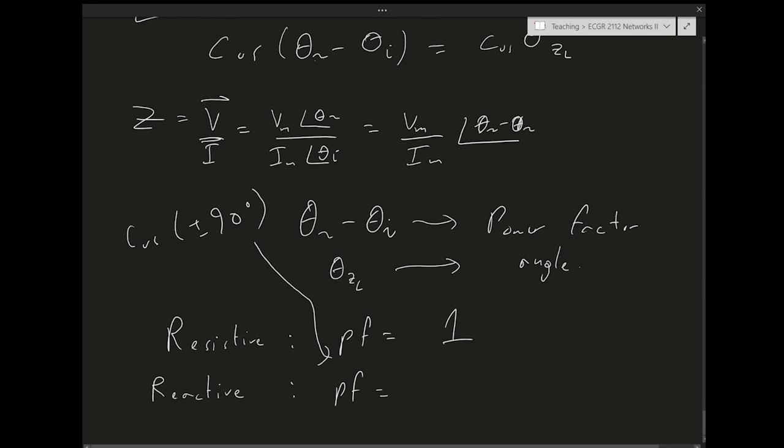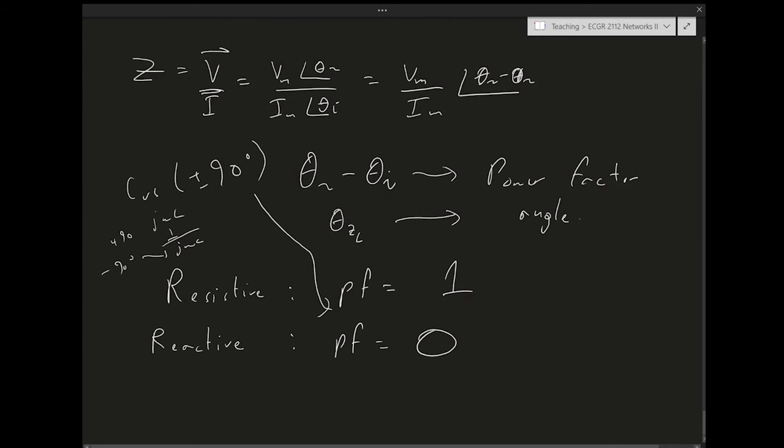We established that. The angle for a purely reactive element is always going to be either plus 90 or minus 90. The impedance is either j omega L, which is plus 90, or 1 over j omega C, which is minus 90 degrees. Right? But it doesn't matter. Cosine of plus 90 or minus 90 is 0. So the power factor is always going to be 0. Okay. So the power factor is 1 for a purely resistive load or element, and it's 0 for a purely reactive element.